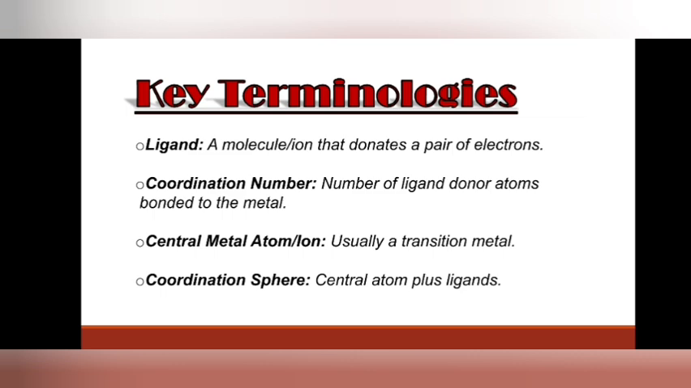In the following slides, we will see some examples where we will understand how to name these coordination compounds, then we will see some examples of the ligands and the metal ions. Next terminology is the coordination number. Determining the coordination number is also important. It is the number of ligands, donor atoms bonded to the metal. If the metal is bonded with 5 ligands, the coordination number is 5.